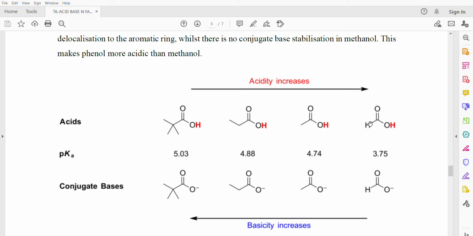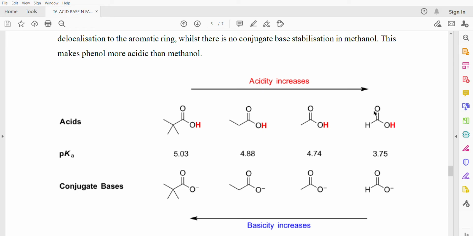It has neither electron donating nor withdrawing group, but methyl has an electron donating effect. As the chain is increased, and the more branched it is, the more electron donating effect you are seeing. Hydrogen has no electron donating or withdrawing effect, so its pKa is 3.75. The proton is easy to remove.